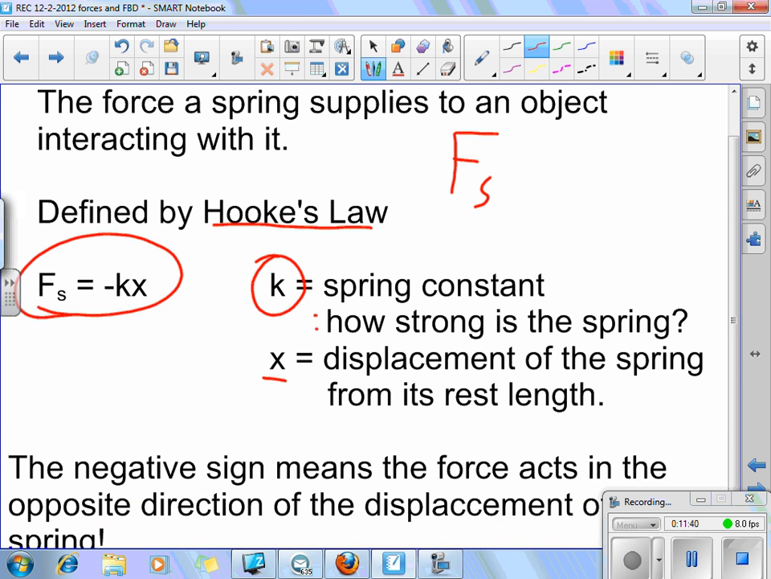X is basically the same thing as saying delta x. We could also have written this as such. It is displacement.